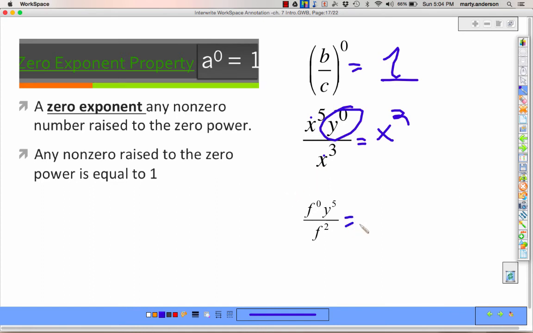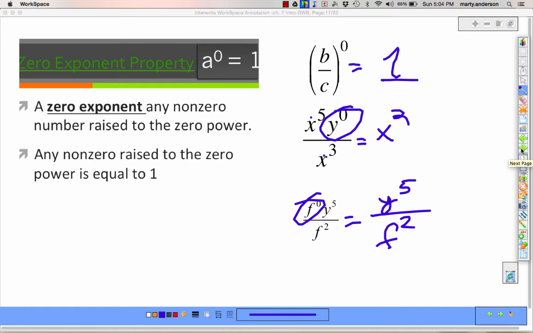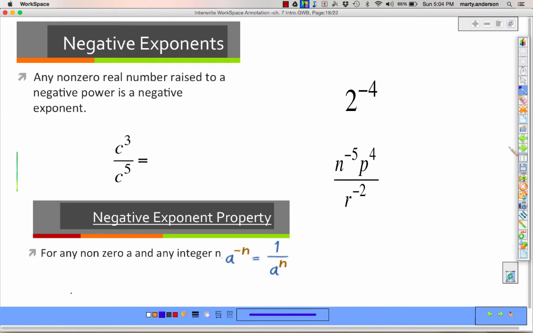Don't have to worry about it. This f to the 0 is the number 1. I'm left with y to the 5th over f squared. Any non-zero number raised to the 0 power is equal to the number 1. So we end up going to a whole number from it.